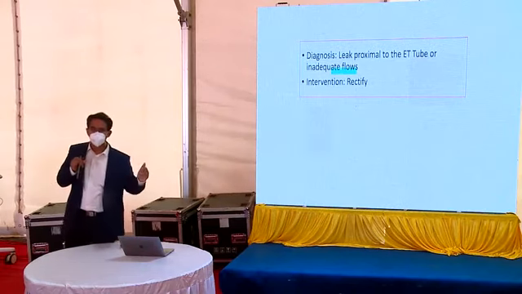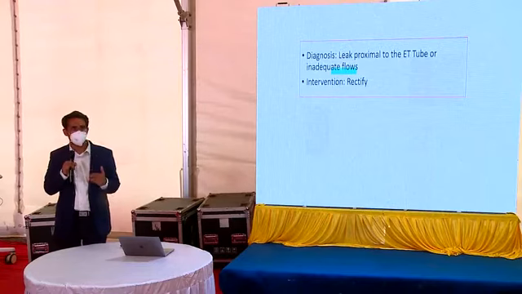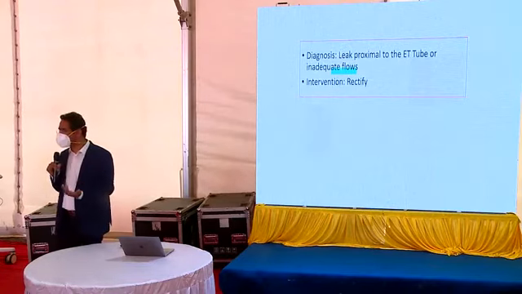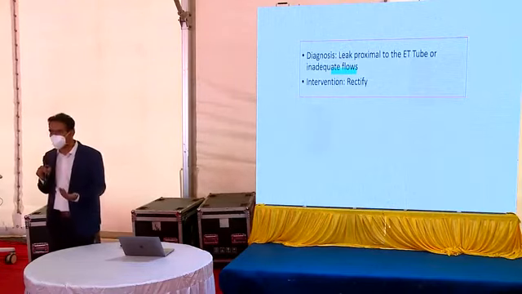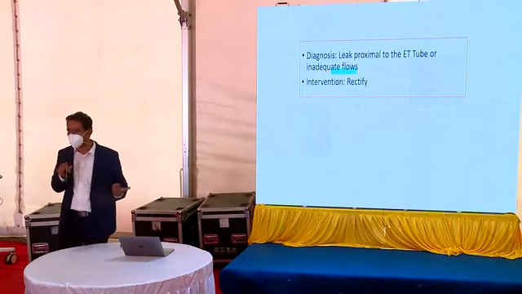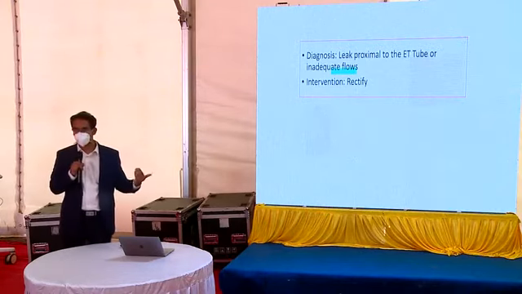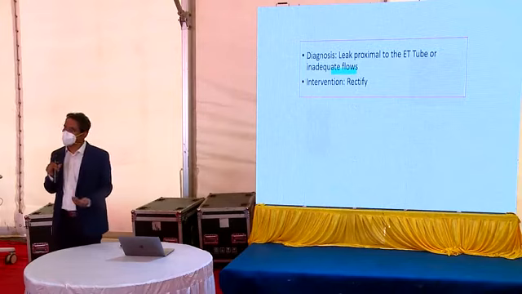So the history said that probably someone meddled with the circuit near the humidifier, and then the alarms and the graphics are all suggestive of a leak proximal to the endotracheal tube. So what we have to do is run your hand all along the circuit from the place where it's connected to the baby till the place where it's connected to the ventilator, see where the leak is and rectify it.